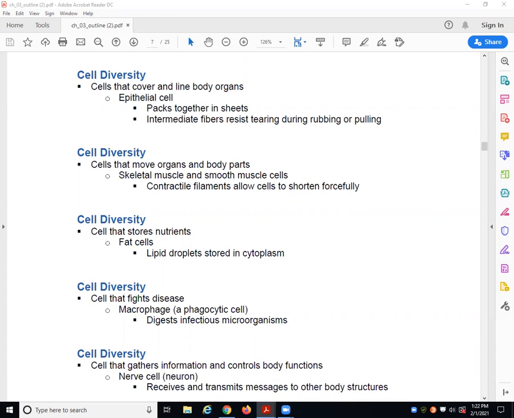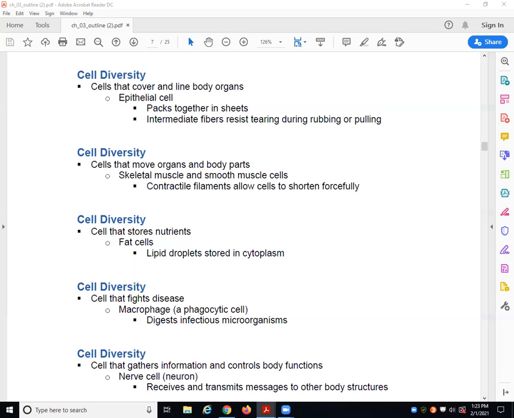All right, we also have cells that line and cover organs in your body. So examples of those are epithelial cells. Okay, and they come together as a sheet or a layer. You have intermediate fibers, and they can resist tearing when they're rubbed or pulled. All right, and epithelial cells come together to form epithelial tissue.